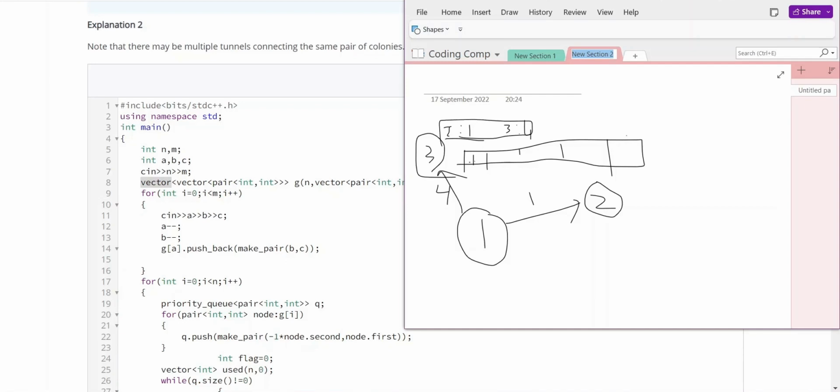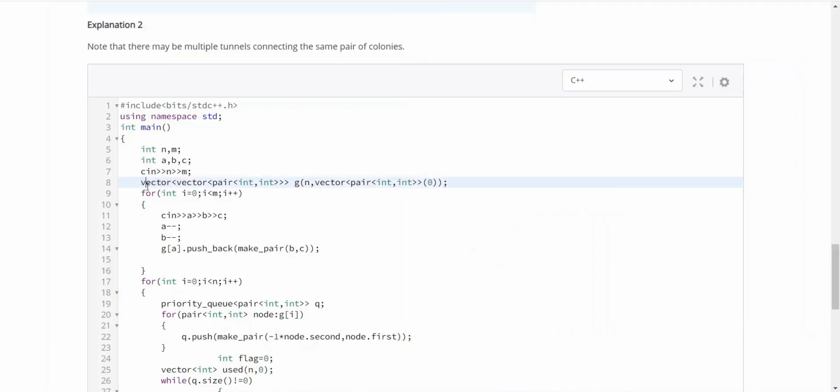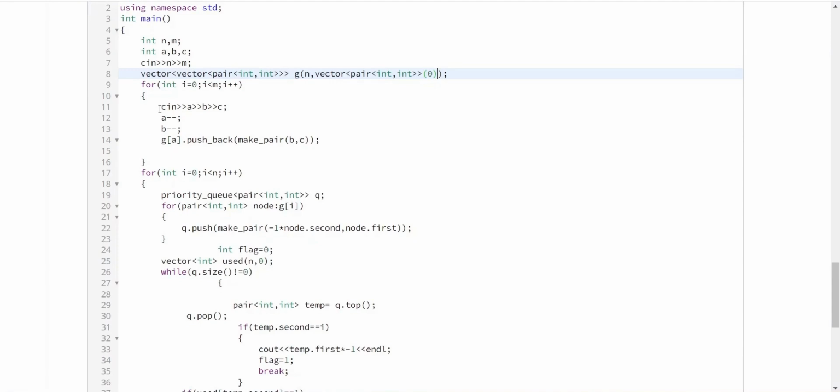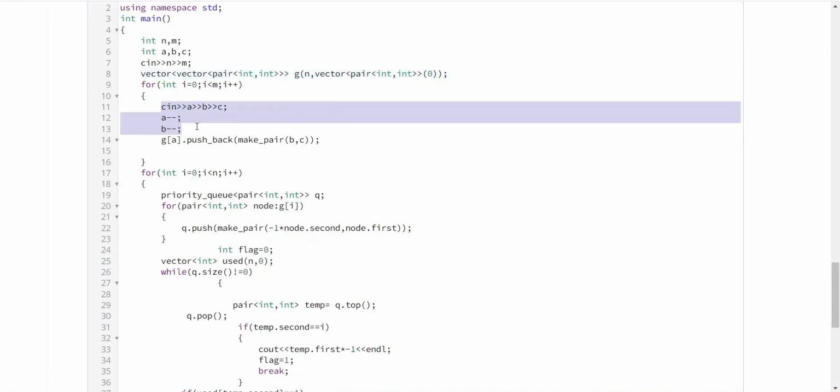Okay, so we'll have to define one vector, another vector consisting of pairs, and each pair will be of integer type. So this is what we have written over here: vector inside a vector, pairs, int. So this is basically for our graph, and we have initialized it to 0. Then after that we have accepted the input.